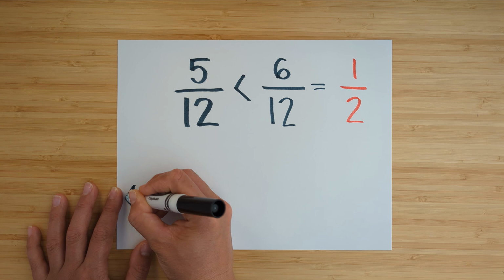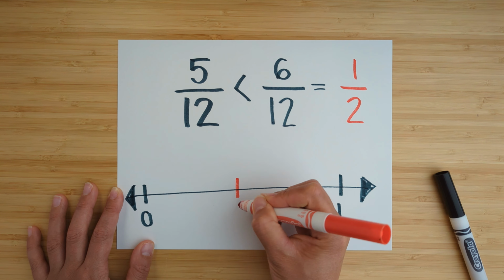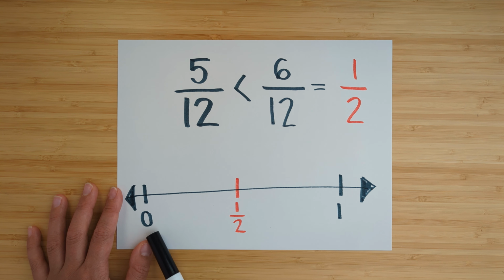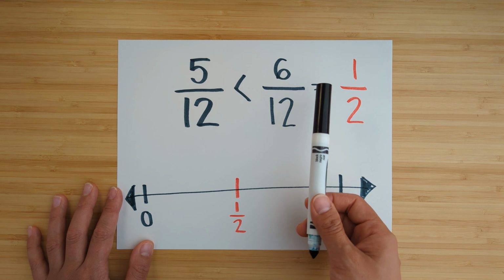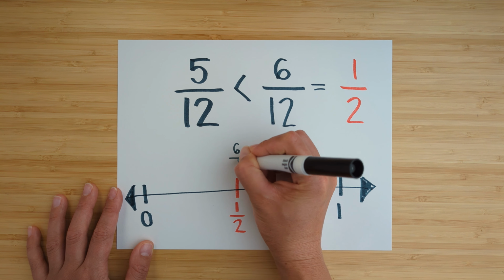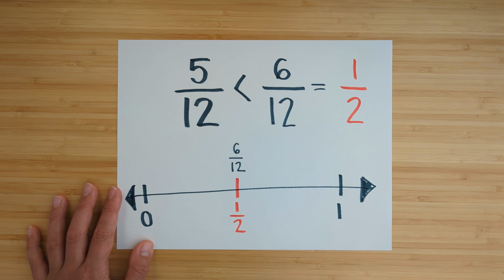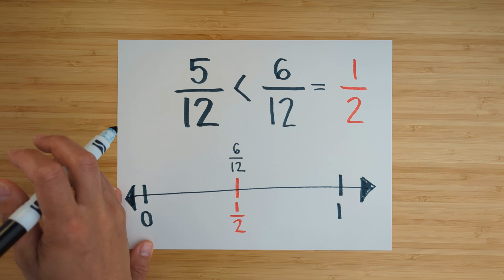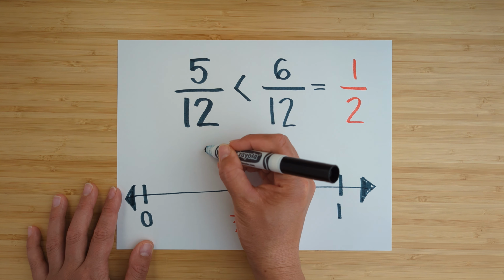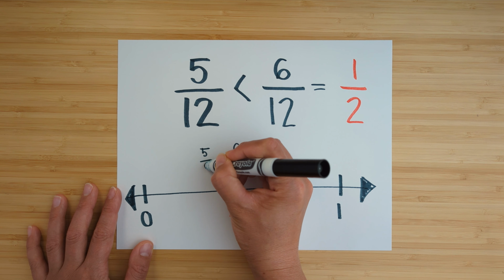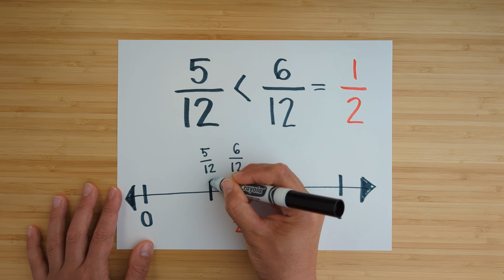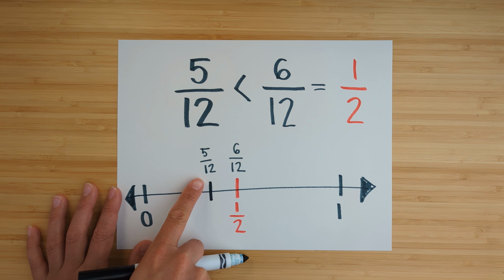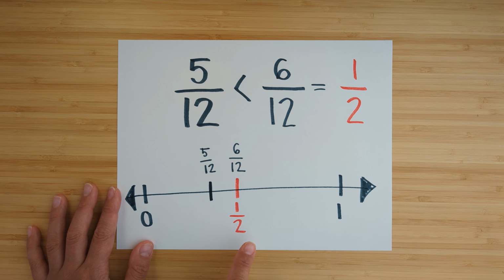Let's draw a number line. I have 0, 1, and a half. I know that 6/12 is equivalent to a half, so I'll plot that right up here. And then look at 5/12. I know 5 is less than 6, so 5/12 would go a little closer, right here-ish. But either way, it's less than a half.